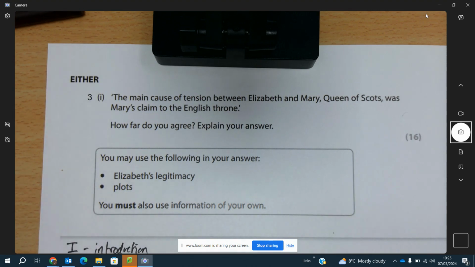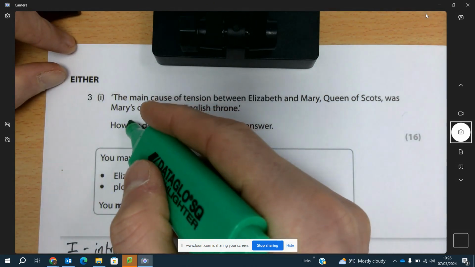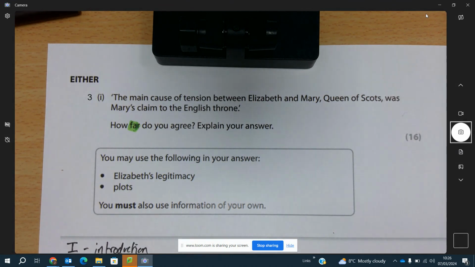So in terms of this 16 marker then, we've got that question here. The main cause of tensions between Elizabeth and Mary, Queen of Scots, was Mary's claim to the English throne. How far do you agree? Explain your answer. Now, it is always going to be of a similar structure to this: it gives a statement and then how far do you agree. Please note that it is never do you agree, do you disagree. It's always how far do you agree. So we're always going to be talking about this kind of sliding scale of agreement.